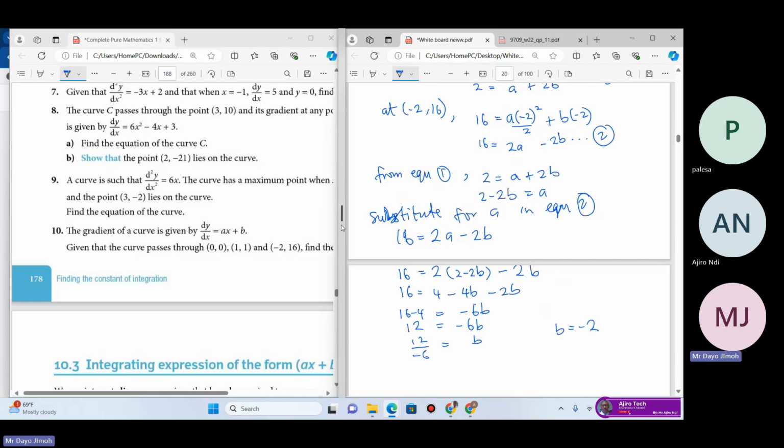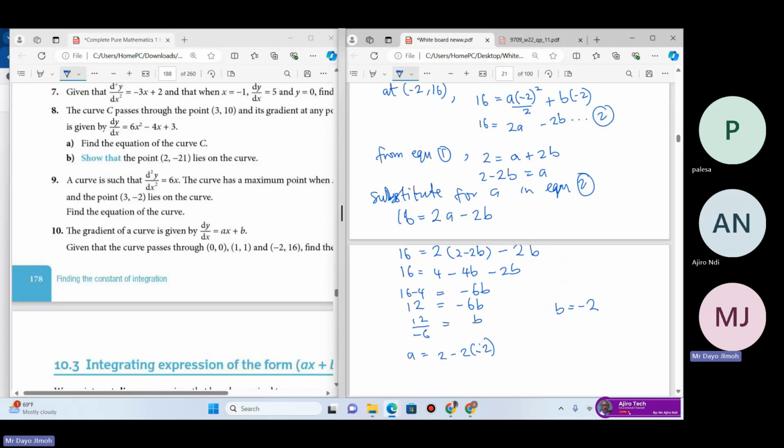Yes. And I put this value back into A. A is 2 minus 2 into B, right? Yeah. Into minus 2. A has to be 2 plus 2 times 2 is 4. Minus minus is plus. So A must be 6.